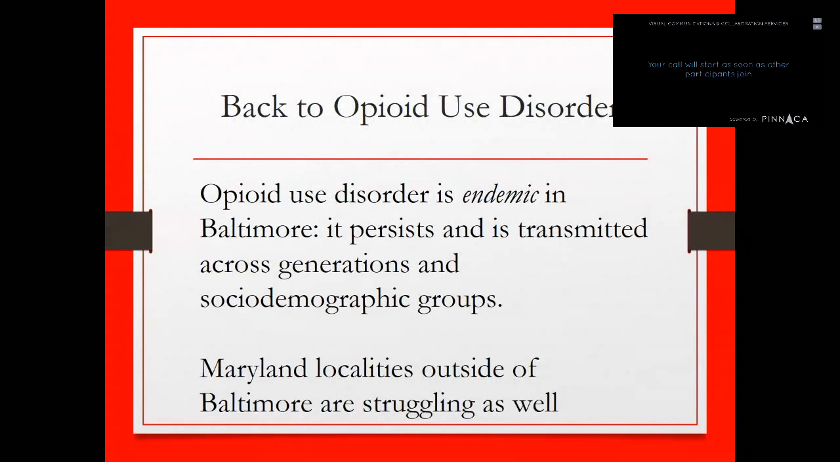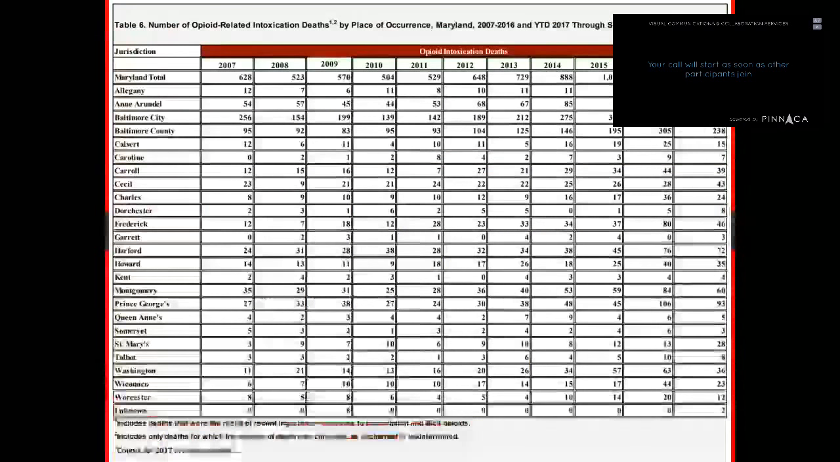This is from the Maryland Department of Health's recently released report about deaths, opioid intoxication deaths, actually all overdose deaths, in the 10 years leading up to 2017. And in the first 3 quarters of 2017, through September 1st, we're getting pretty close to meeting 2016 numbers for opioid-related intoxication deaths.